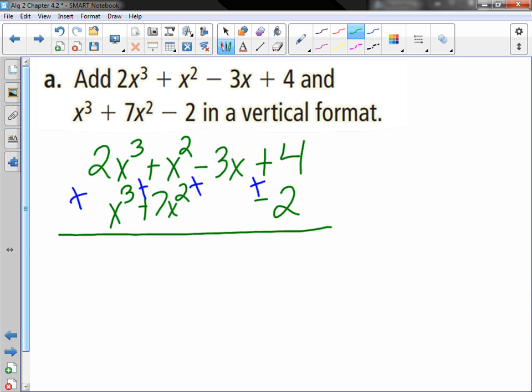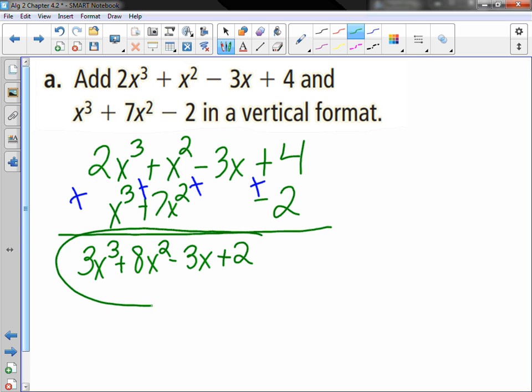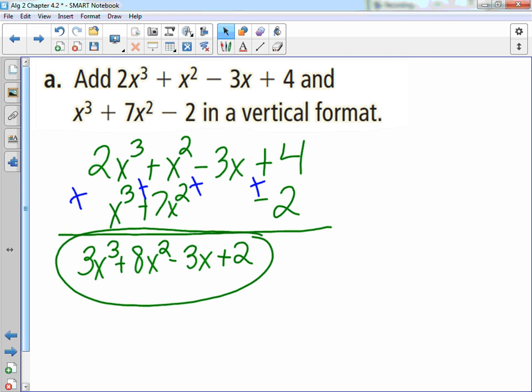I'm doing 2x cubed plus x cubed, which is 3x cubed. x squared plus 7x squared is plus 8x squared. Well, there's nothing here, so it's just minus 3x. And 4 plus negative 2 is plus 2. And that's it. Questions on this here?